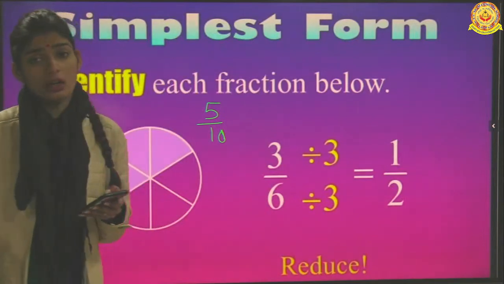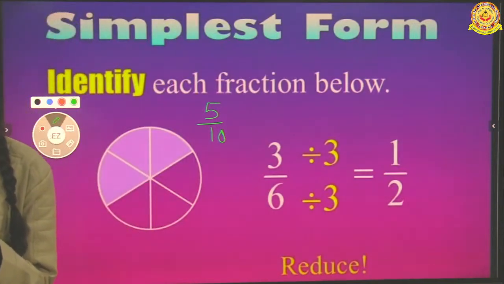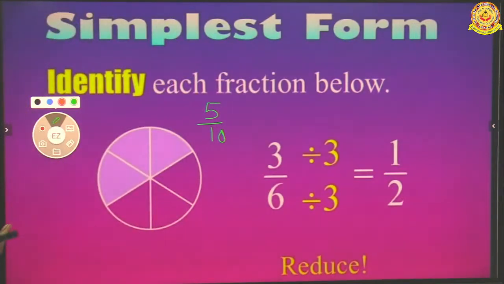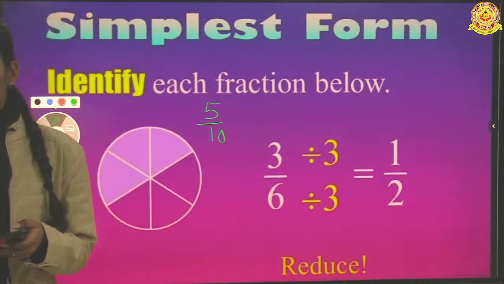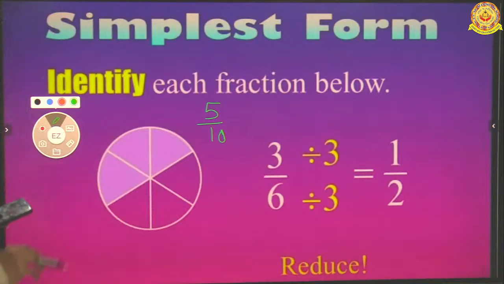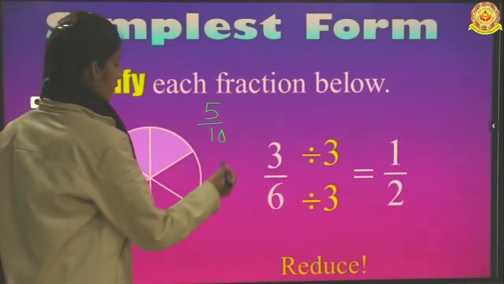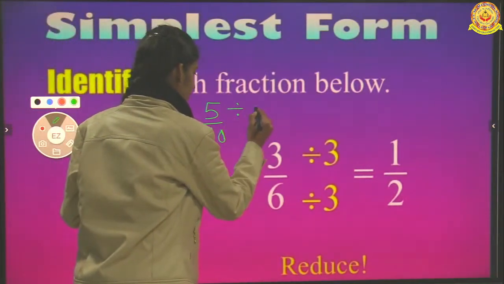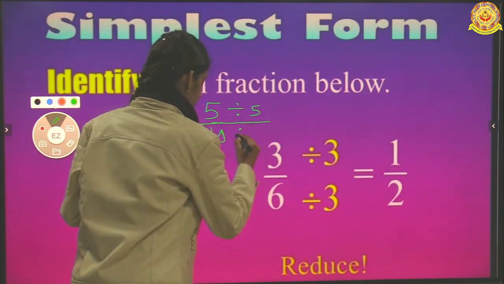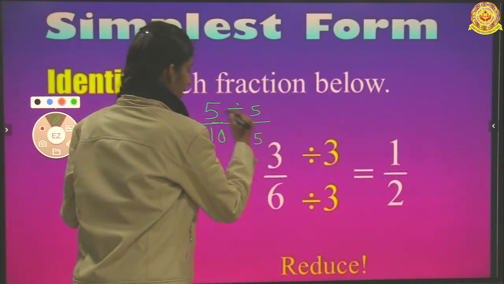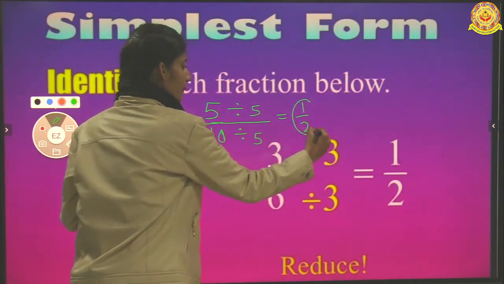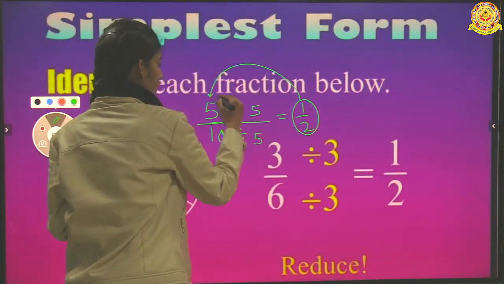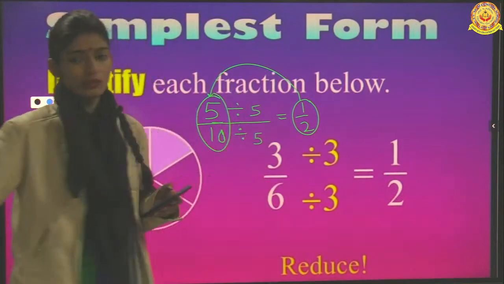You have to check that both the numbers, numerator and denominator, have a common table in which both numbers appear. Like in 5 upon 10, 5 also comes in the table of 5 and 10 also comes in the table of 5. So I am dividing both the numbers by 5. 5 divided by 5, 1, and 10 divided by 5, 2. So 1 upon 2 is the simplest form of 5 upon 10. Clear everyone?